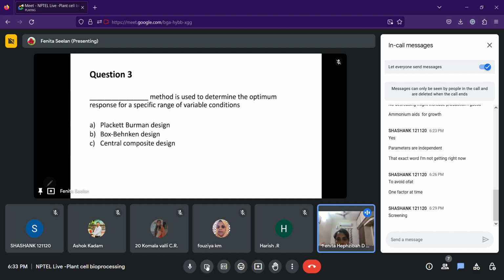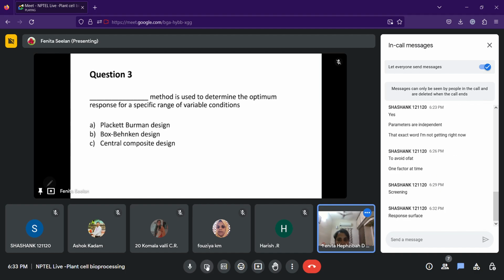Which method is used to determine? Yeah, response surface. If your answer is response surface, there are two response surface methodologies listed here, Box-Behnken and central composite design. Which among these are the method used to determine the optimum response for a specific range of variable conditions?